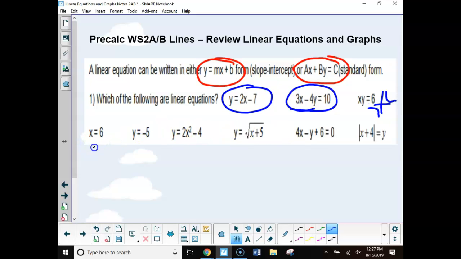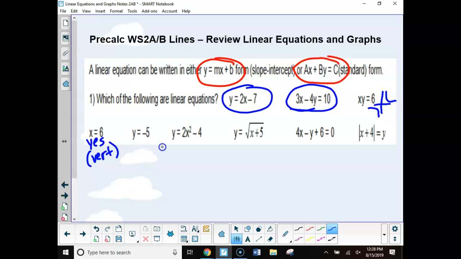X equals 6. It is a line. It's a special case. We talked about it yesterday. It's a vertical line. It can be written in this standard form. It would be 1x plus 0y equals 6. So this is, yes, it's linear. It is vertical or straight. That's always my favorite answer. How do you graph this line? It's straight. They all are, right?